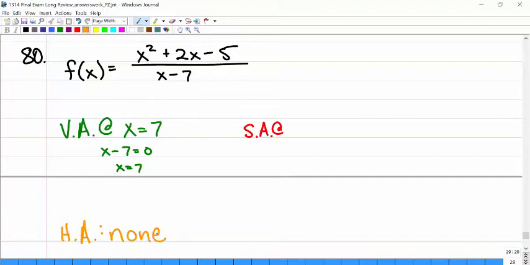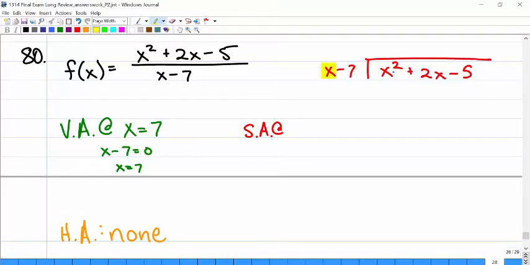But since the degree of the numerator is 1 bigger than the degree of the denominator, there's going to be a slant asymptote. How do you find it? You need to do long division. X squared plus 2x minus 5 divided by x minus 7. You say x times what gives you x squared? Well, the answer is x. So now you're going to go do x times x minus 7, and you get x squared minus 7x. To subtract, you need to change the signs.